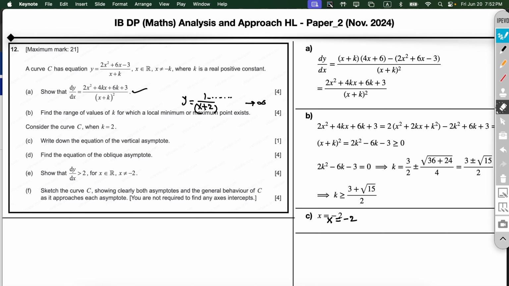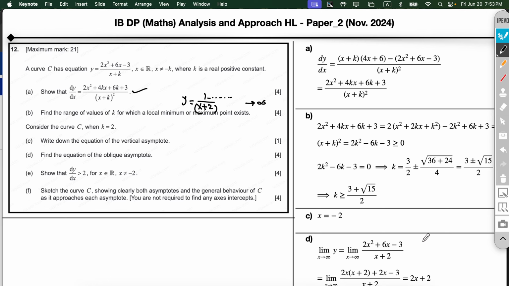So that's there. Then it asks to find the equation of the oblique asymptote. So let's see that. We are trying to find, when x goes to infinity, how does the function behave? So when x goes to infinity, we can divide this 2x squared plus 6x minus 3 in the numerator by x plus 2 to get 2x plus 2 and some term that will go to 0.